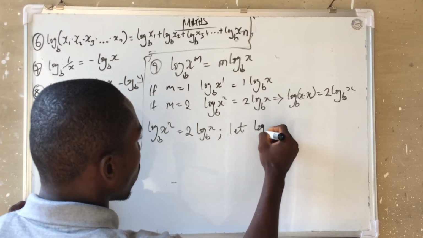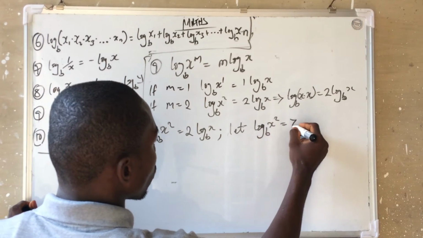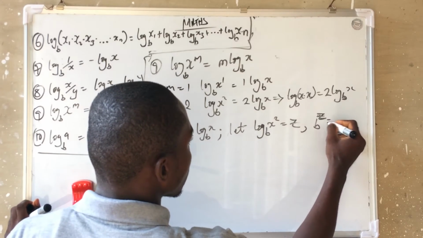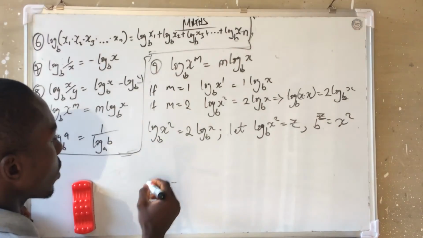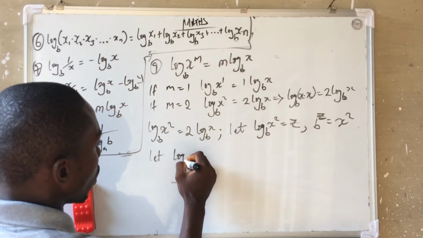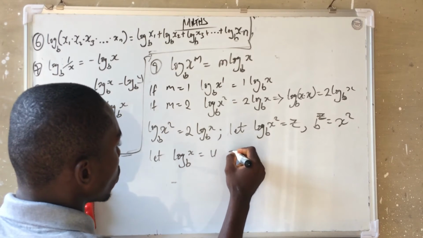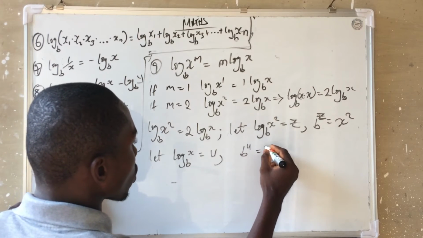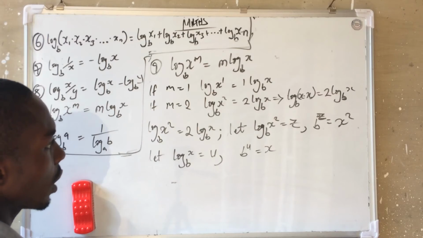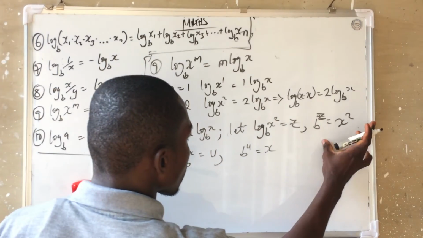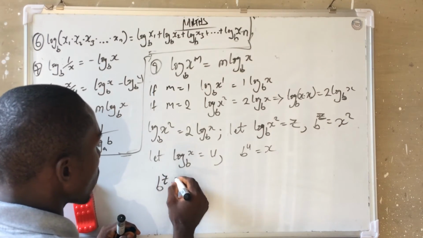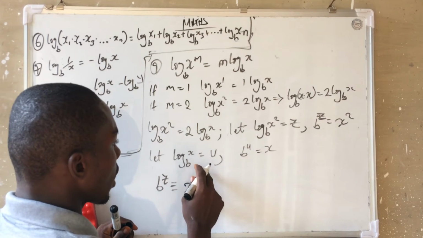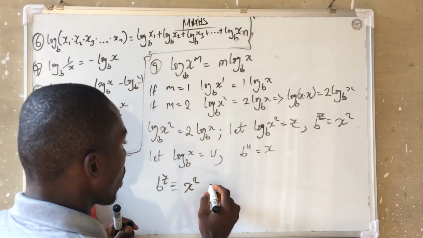Let log base b of x squared equal z, so that b raised to the power z is equal to x squared. I will now say again, let log base b of x be equal to u, so that b raised to the power u is equal to x. So what do I have? b raised to the power z is equal to x squared, and x is b raised to the power u.